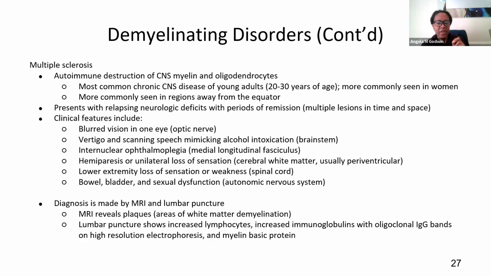In multiple sclerosis, if there is a unilateral hemiparesis or a lack of sensation on one side, there could be demyelination specifically of the white matter. I'm going to talk about differences between white and gray matter. Then lower extremity loss of sensation or weakness affects more of the spinal cord. We have people with multiple sclerosis and demyelination affecting the autonomic nervous system, which then affects their bowel, bladder, and sexual function. So depending on where the demyelination is occurring, any of these presentations can develop.